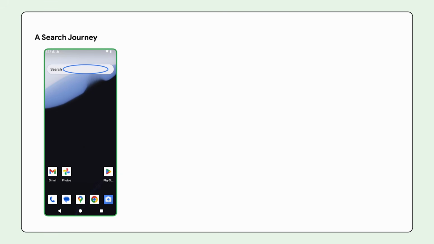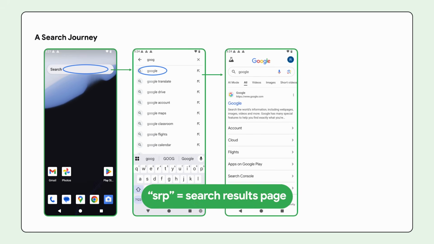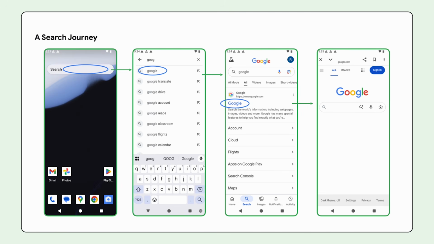First, you click on the Quick Search Box widget. Then, start typing and select a suggestions result. You'll end up on the SERP, otherwise known as the Search Results page. If you click on a link, like that one there, you'll go to the web page. However, this isn't actually in Chrome, but in something called Chrome Custom Tabs.